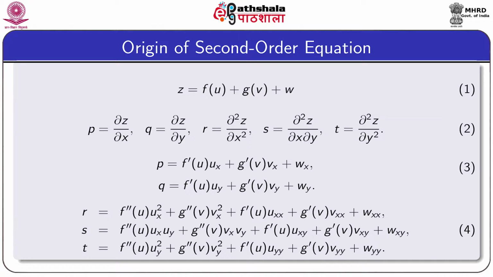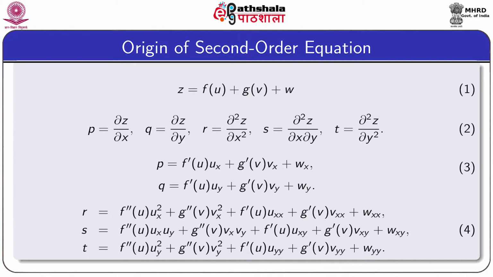So, let us first take the derivative of equation 1 with respect to x. Here z is our dependent variable. If we differentiate with respect to x, then del z del x equals f dash u into del u del x plus g dash v into del v del x plus w x. Now, if we take the derivative of equation 1 with respect to y, so del z del y, which is q, equals f dash u u y plus g dash v v y plus w y.